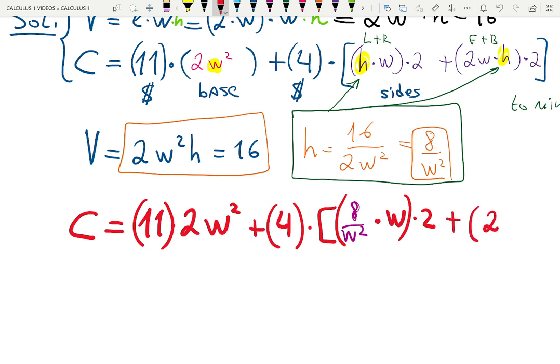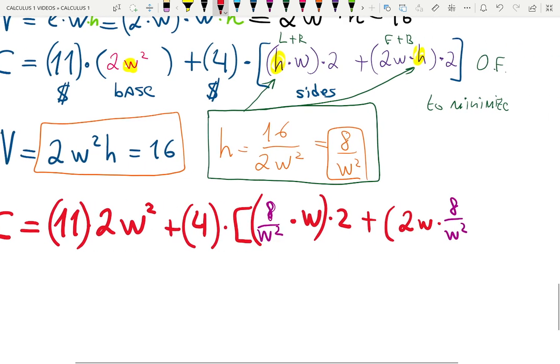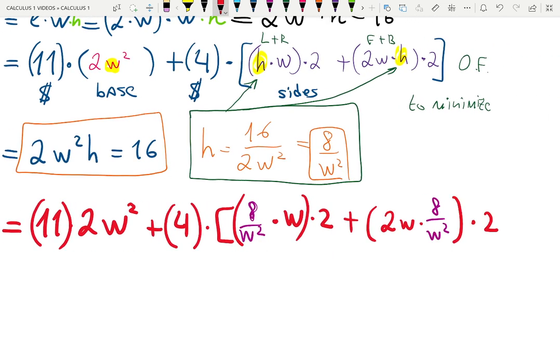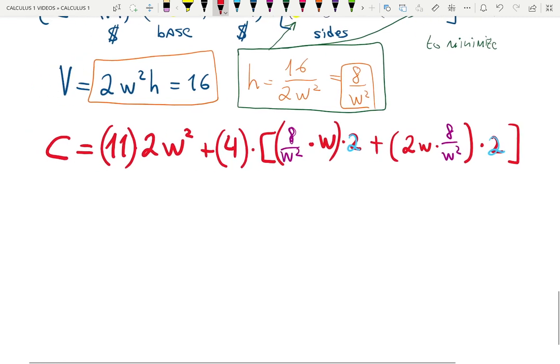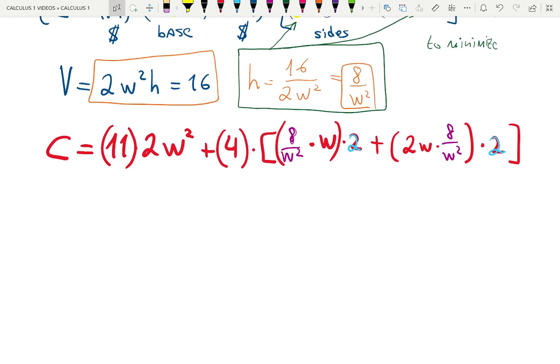plus 2wh, h is 8 over w squared, times 2 again because we had two sides. Two sides from left and right, and two sides from back and front. Okay, well that is the objective function. We want to differentiate that, but maybe let's simplify it first.